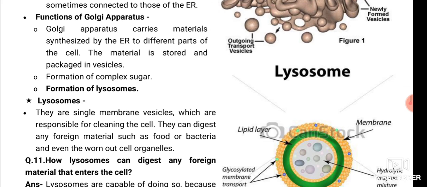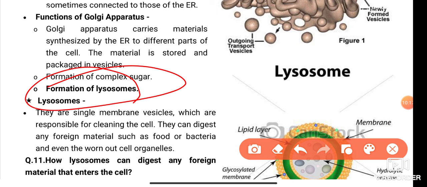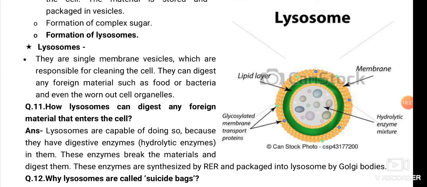Now, function of the Golgi apparatus. The Golgi apparatus carries the materials synthesized by the ER to different parts of the cell, and the material is stored and packed in vesicles. They help in formation of sugar, and they also help in formation of lysosomes. So, which cell organelle helps in formation of lysosomes? Golgi bodies. And the enzymes are secreted by the endoplasmic reticulum.